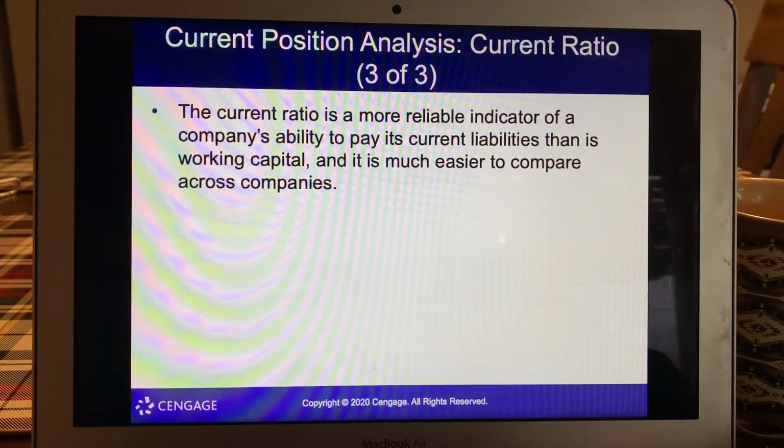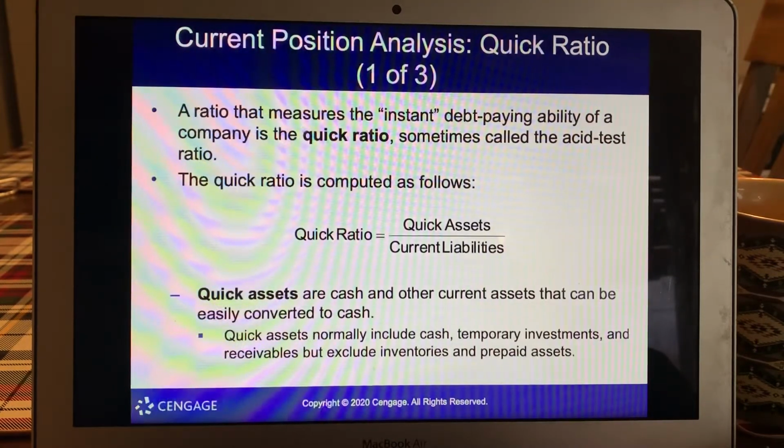So the current ratio is a more reliable indicator of a company's ability to pay its current liabilities than is working capital, and is much easier to compare across companies. So, the quick ratio, we'll take a look at the quick ratio. It's also called the acid test. If you go into a finance class, these are things you look at to evaluate a company as well.